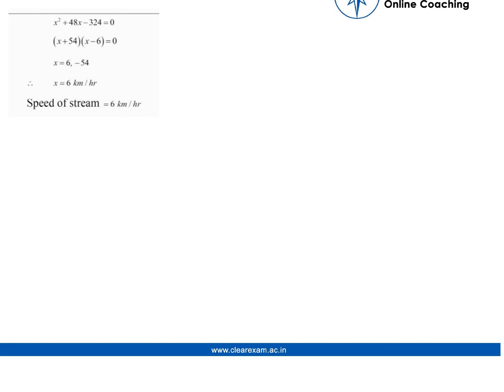When you solve this, we get two options, that is x is equal to 6 or x is equal to minus 54. Since speed cannot be negative, we will neglect this value, and we get the correct answer to be 6 km per hour. So the speed of the stream is 6 km per hour.